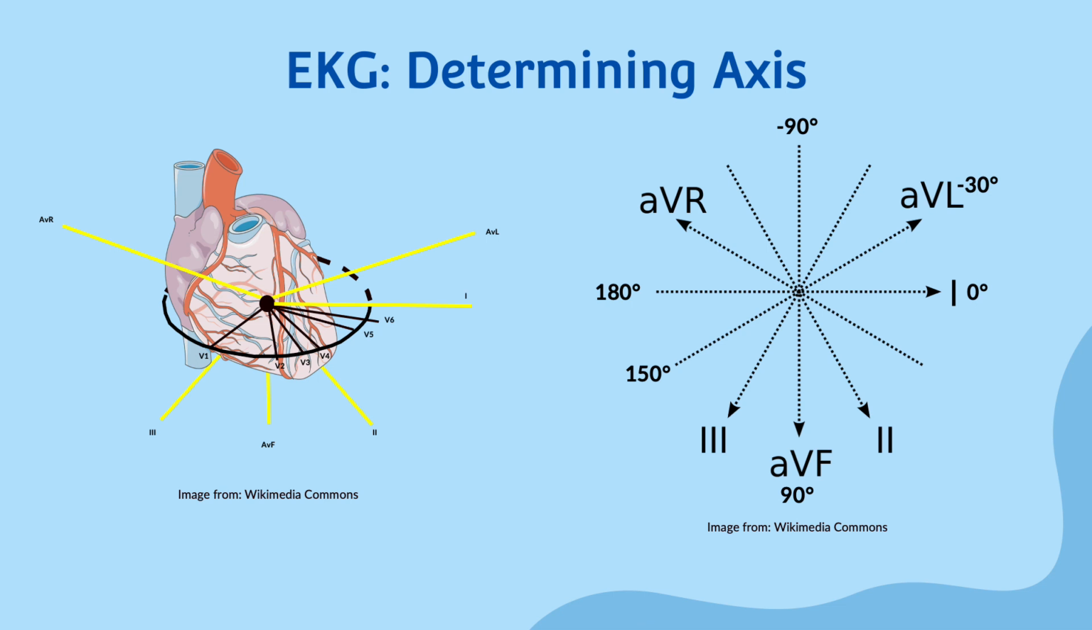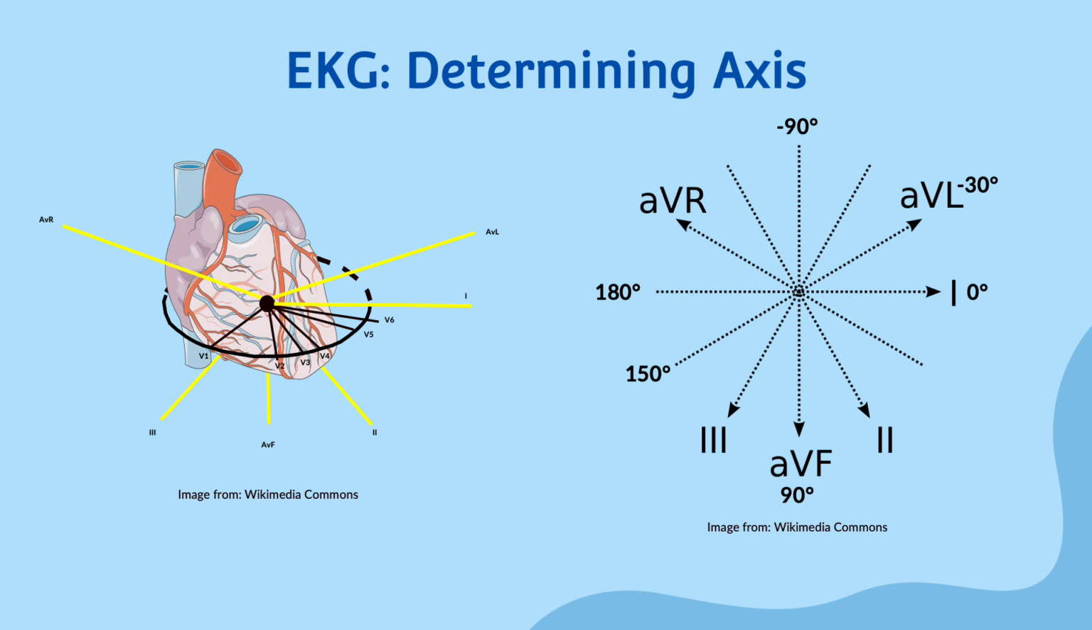Finally, let's discuss axis for a little bit. The axis refers to the direction of the electrical activity in the heart. That is, the direction in which the depolarization wave travels. The normal axis for adults is between -30 and +90 degrees, with 0 degrees being directly to the right on a circle, seen on the diagram in the slides.